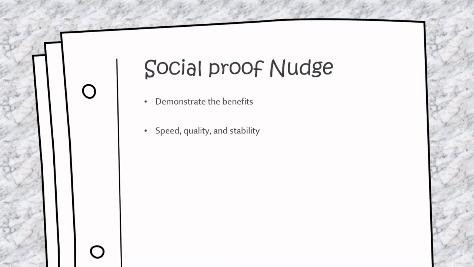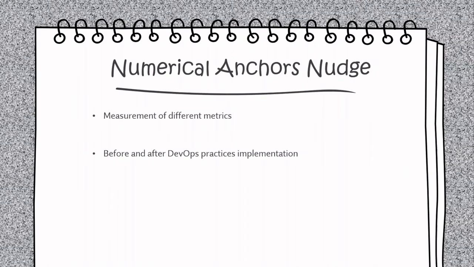The social proof nudge. It is easy to convince stakeholders if we demonstrate the benefits of pipeline as code or infrastructure as code, essentially automation. It helps people to understand and change their mindset to use CI/CD. If one team can achieve specific benefits with respect to speed, quality, and stability, then other teams will be inclined to use and demonstrate similar benefits.